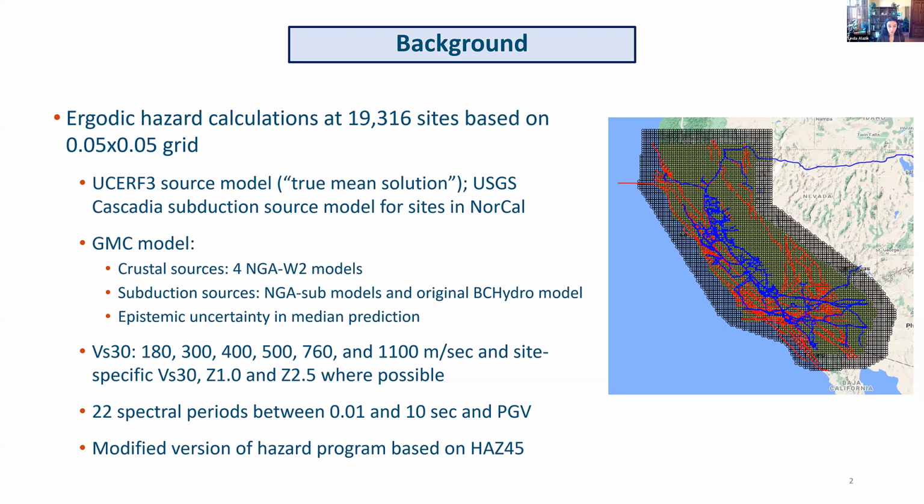For the no-directivity hazard, first we calculate the hazard at all of these sites without directivity for a series of VS30 values between 180 and 1100 meters per second, as well as for estimates of site-specific VS30 and site-specific basin depth wherever we have reliable estimates of those values. The hazard was computed for 22 periods between 0.01 and 10 seconds, as well as PGV. And this was all implemented in a modified version of HAZ45.